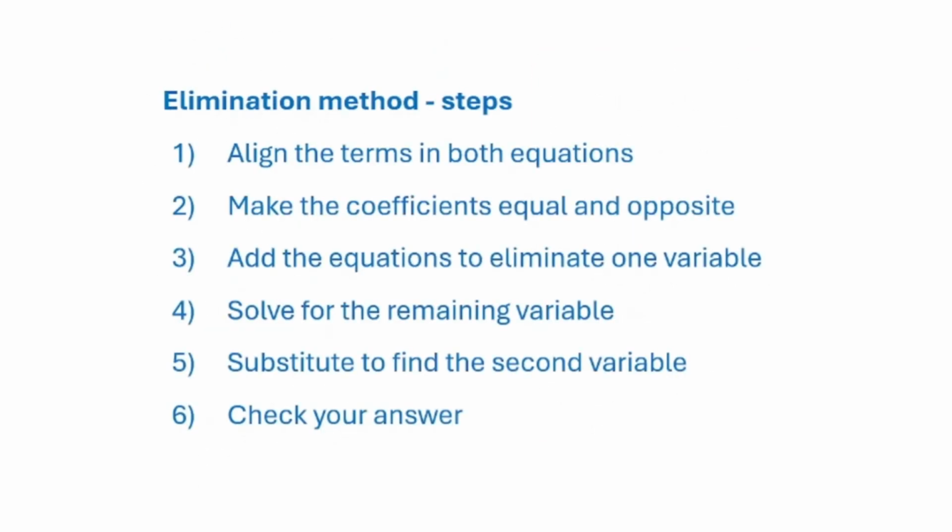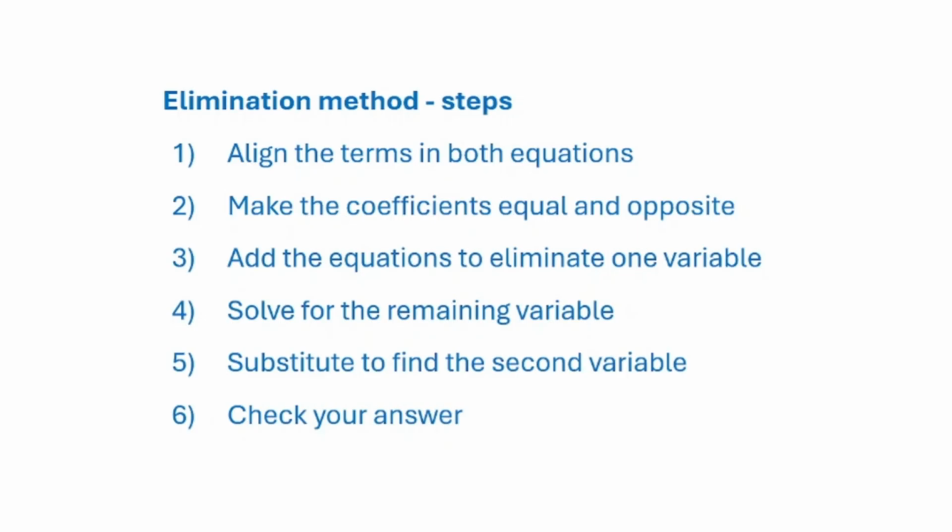Let's start. When we solve simultaneous equations, we are trying to find values of the variables that satisfy both equations at the same time. So the solution must work in the first equation and also in the second equation. The elimination method is called elimination because we remove one of the variables.